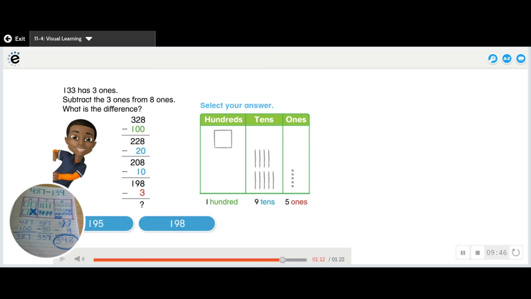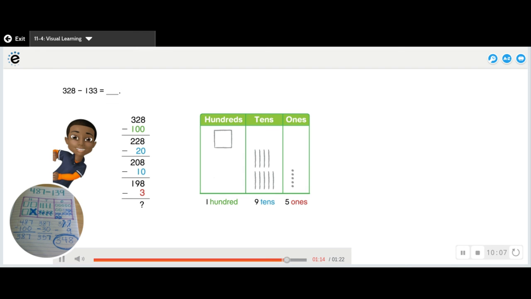Select your answer. Okay, so after you do all of your differences, your partial differences, what is our final difference? If you look down here, the one that's left is 195. So 328 minus 133 equals 195.